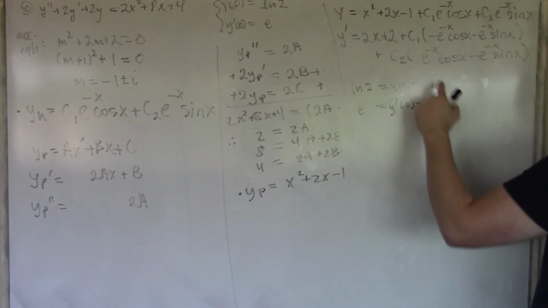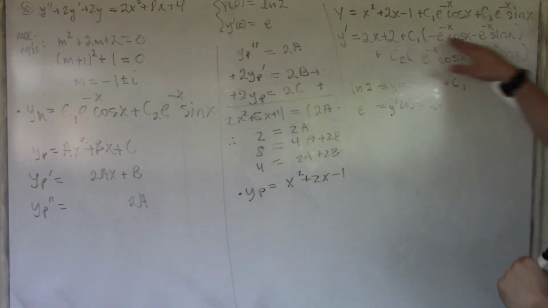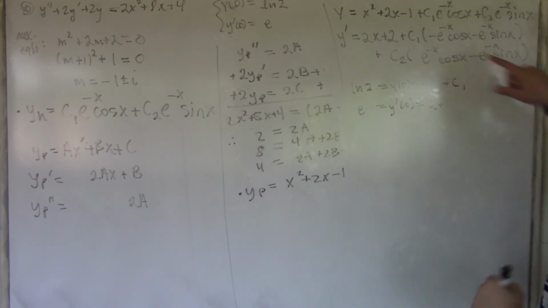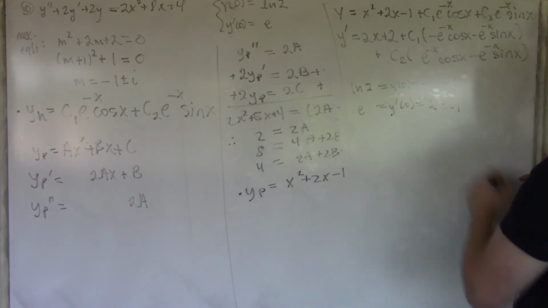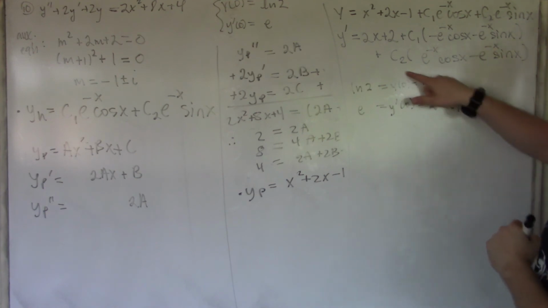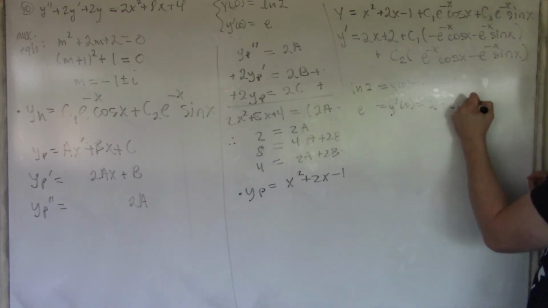And then if I plug in 0 here, I'm going to get 2 plus, well, let's see, if I plug in 0, the sine term vanishes, so I just get minus c1 plus, and now if I plug in 0 here, that's going to be 1, that's going to be 1, so I'm just going to get plus c2.